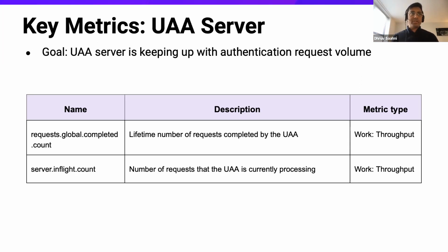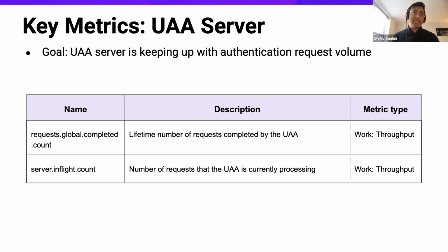The first one is requests global completed count. This essentially is the lifetime number of requests that the UAA has handled. If you take this metric and you plot it as a rate on a graph, either per second or per minute, it'll help you identify unexpected spikes, or more commonly, unexpected drops in the UAA server. And that's obviously alarming, right?